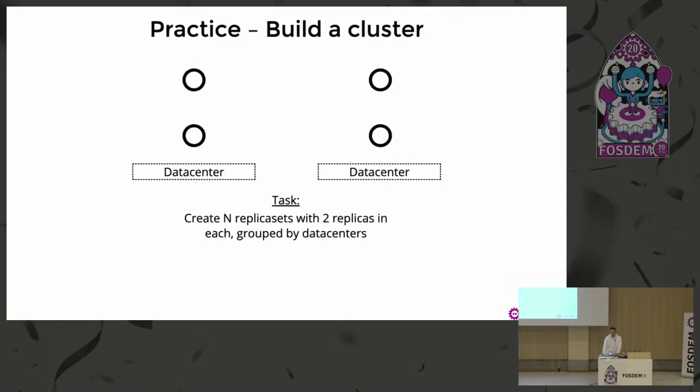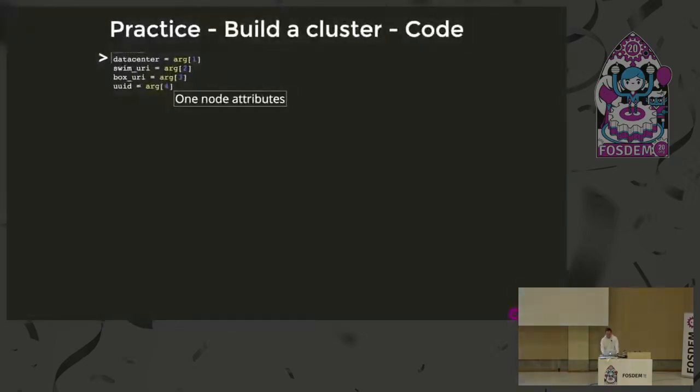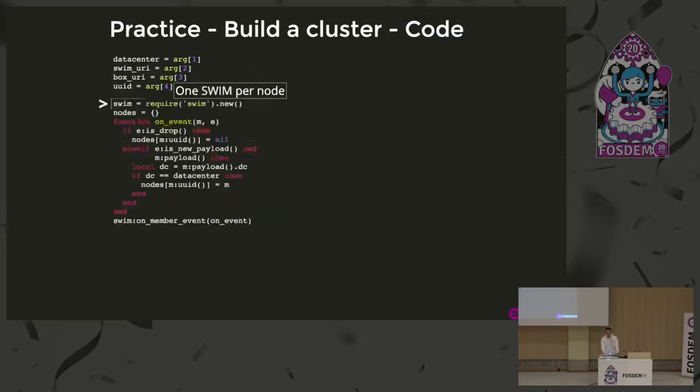Here, finally, we are ready to build a cluster, as it was said in the talk title. The formal description of the task is this. We have n data centers, and in each data center we start two nodes and want to make each data center have one replication set with two nodes. I will write a script which will work on each instance, the same script. It takes 4 arguments: data center ID, SWIM IP port, Tarantool IP port, and the UID of this node.